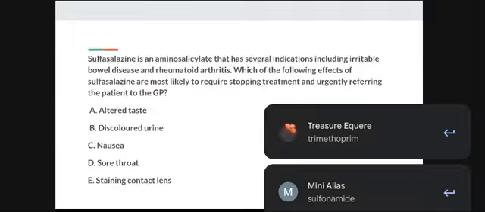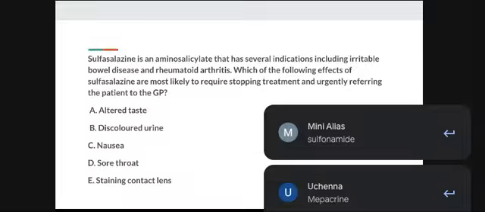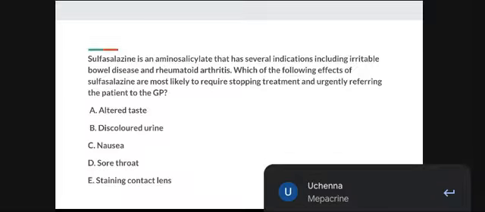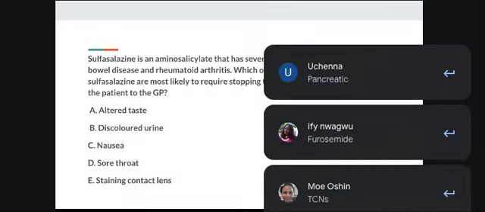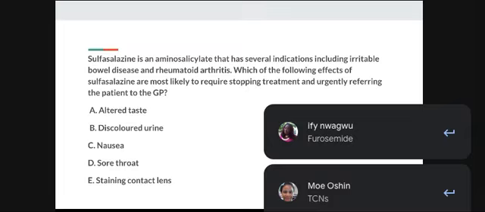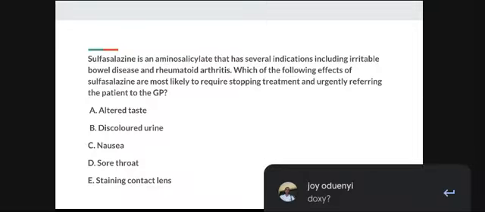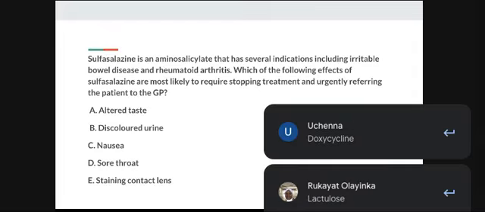So we mentioned that adequate fluid intake is required in patients on sulfasalazine. What other medications require adequate fluid intake? Pancreatin, okay. Alendronic acid, that's because of the risk of esophageal irritation. What antibiotic requires that the patient takes a full glass of water? Yes, Joy has mentioned doxycycline. Okay, doxycycline requires that the patient takes a full glass of water, and that's because it can cause esophageal irritation.